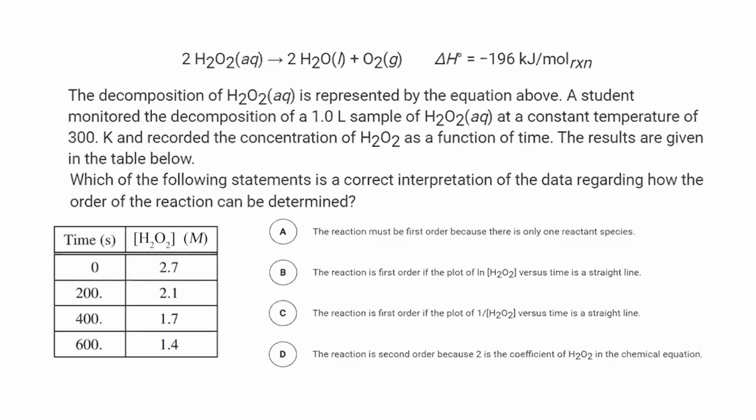The reaction must be first order because there's only one reactant species. That's not true. The reaction is first order if the plot of the natural log of the hydrogen peroxide concentration versus time is a straight line. Is that true? So if it's just a straight up concentration, it's a zero order reaction. If it's a natural log, and it's linear, it tells you it's a straight line, then it's first order, right? Letter B. That's the correct answer.